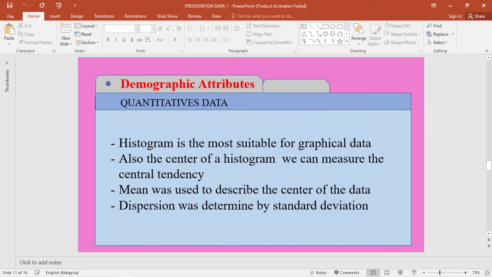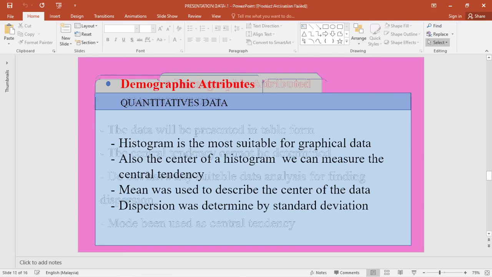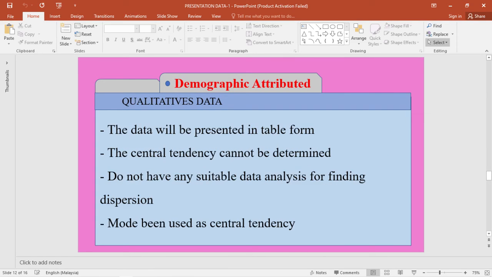Next, we move on to demographic attributes for quantitative data. First, a histogram is the most suitable for graphical data. Second, from the center of the histogram, we can measure the central tendency. Third, the mean was used to describe the center of data. Fourth, dispersion was determined by standard deviation. For the qualitative data, the data will be presented in table form.